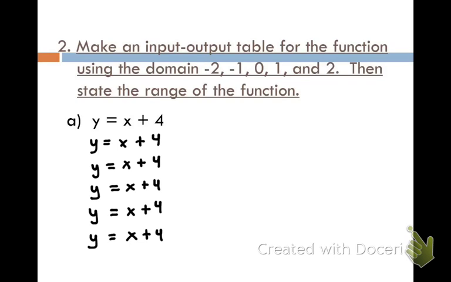The input, is the input my x or my y? What's it say in your notes? Look at your notes. X. So input is going to be x. What's the output called? y. So now we're going to make a table for this.